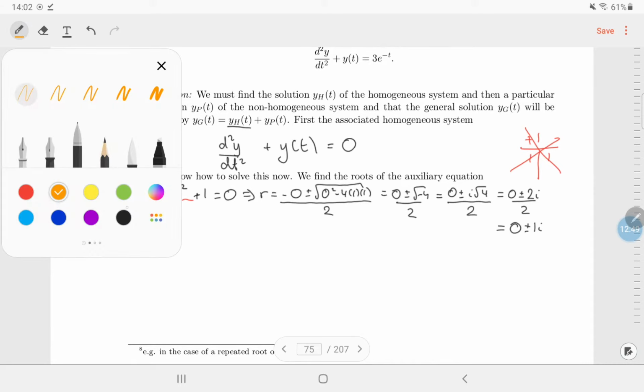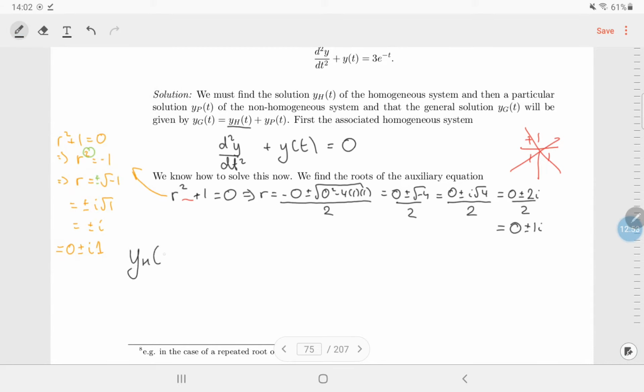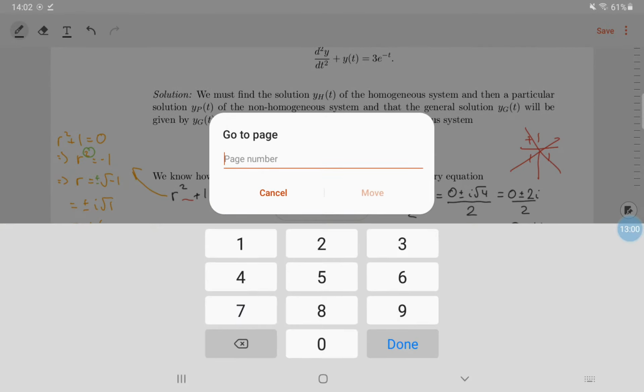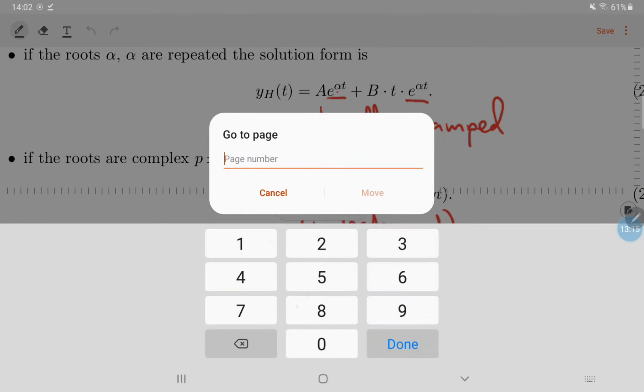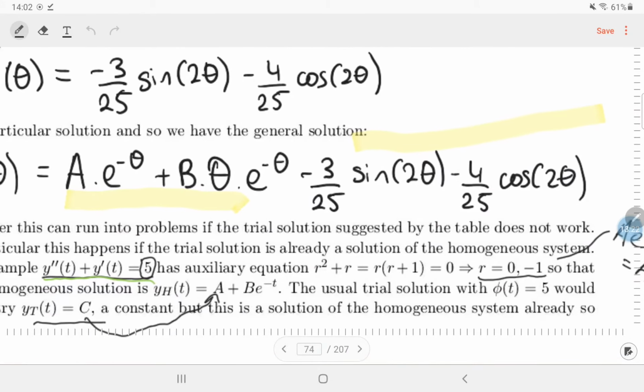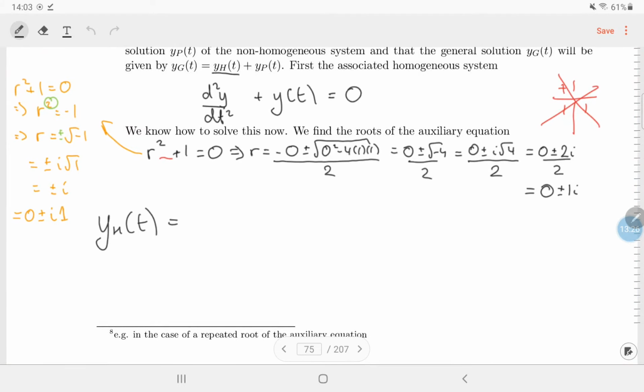Well, in any case, we have our homogeneous solution. So if you go back and look at that formula from, I think it was page 69, I'll just go to it there. So the p, the real bit goes here, e to the pt, and then the q is like the angular frequency for the cos and the sine, and then the cos and the sine get multiplied by a's. Right, so we said that it's e to the pt, so e to the, here the p is 0, then times a cos, then the q here is the 1, is the multiple of i, so that's 1t, plus b sine 1t.